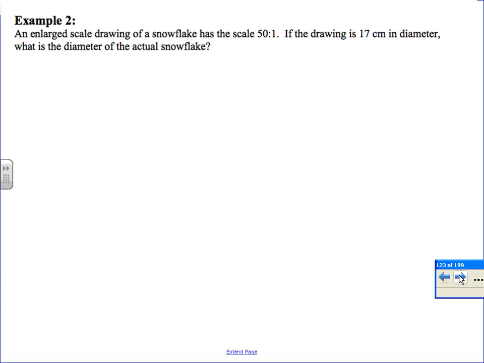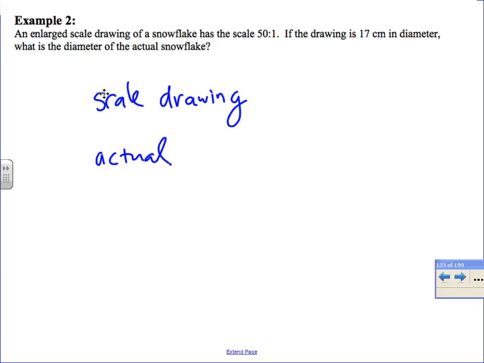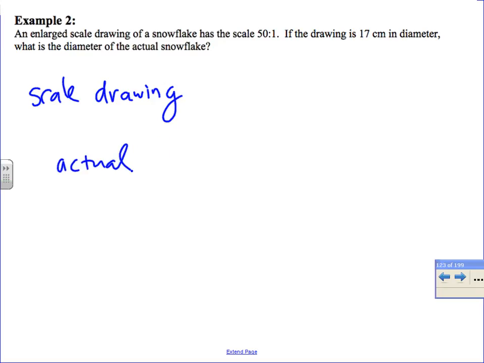Let's start with the 50 to 1. Which number is the scale drawing, and which one of those is the actual? And they're talking about a snowflake here. Sean? Good. Why is the scale drawing 50? Good. It's enlarged. So you guys know a snowflake is so small. So when you're drawing or making one, I hope it's going to be bigger than that, or else it's going to be really hard to see your drawing. Okay, snowflakes are so small. Okay, equal to, where do we put the 17 and where do we put the x? Doug? Good, why?